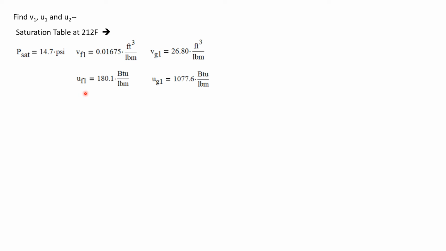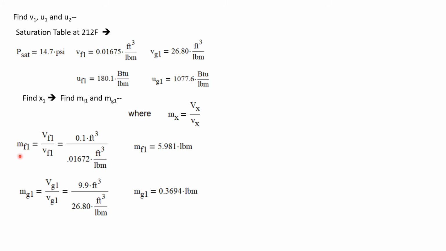We also want to find the internal energy. So we're going to get a value for u_f, which is 180.1 BTUs per pound mass. And let's grab a value for u_g, again at state 1, which is 1077.6 BTUs per pound mass. Now we need to find the quality. Remember from a previous lesson that the specific volume is just volume over mass. Rearranged, mass is volume divided by specific volume. Notice that I've used the subscript x here to indicate that we can use many different subscripts in this formula and get correct values.